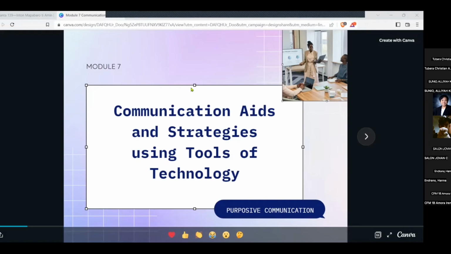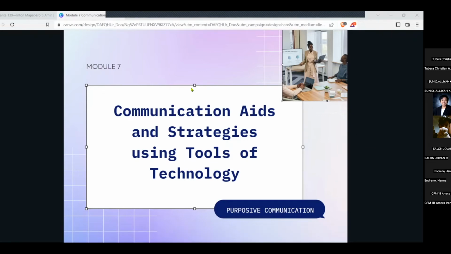Module 7, we have communication aids and strategies using tools of technology. In the previous lessons, we understood last midterms why there is a need for humans to communicate. Now, what's the purpose of communicating? We've discussed this last midterms. In order for those purposes to be achieved, we will be applying different communication strategies to obtain, provide, and disseminate information.